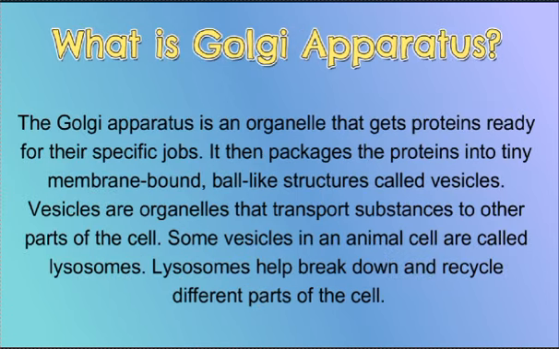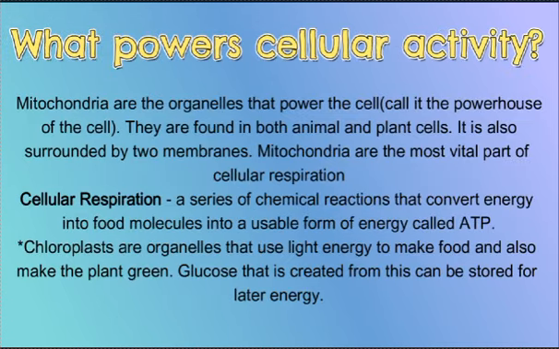The Golgi apparatus is an organelle that gets proteins ready for their specific jobs. It then packages the proteins into tiny membrane-bound, ball-like structures called vesicles. Vesicles are organelles that transport substances to other parts of the cell. Some vesicles in an animal cell are called lysosomes. Lysosomes help break down and recycle different parts of the cell.